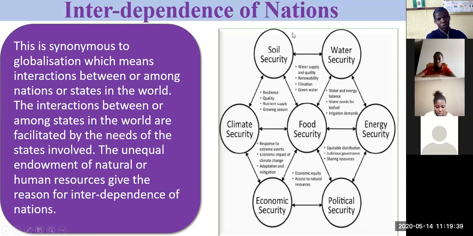I was trying to ask if you understand what I have explained regarding the interdependence of nations.